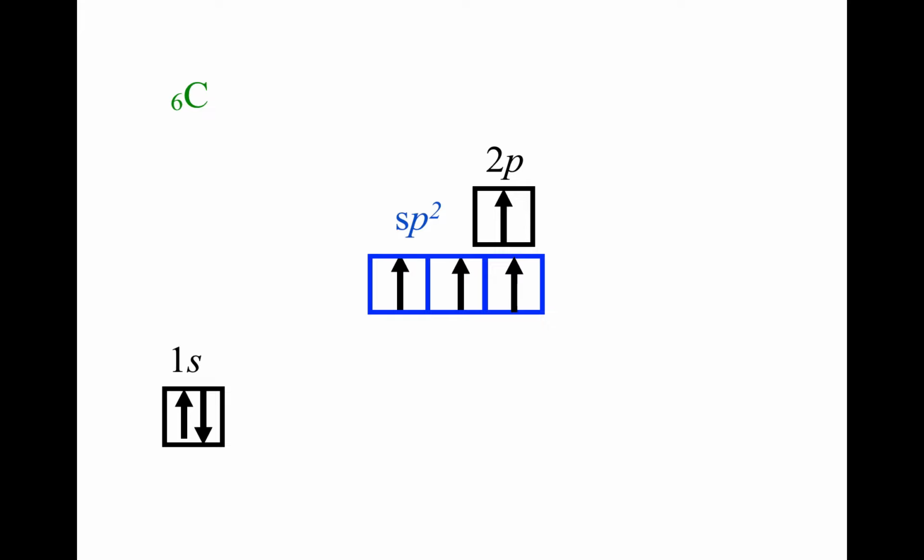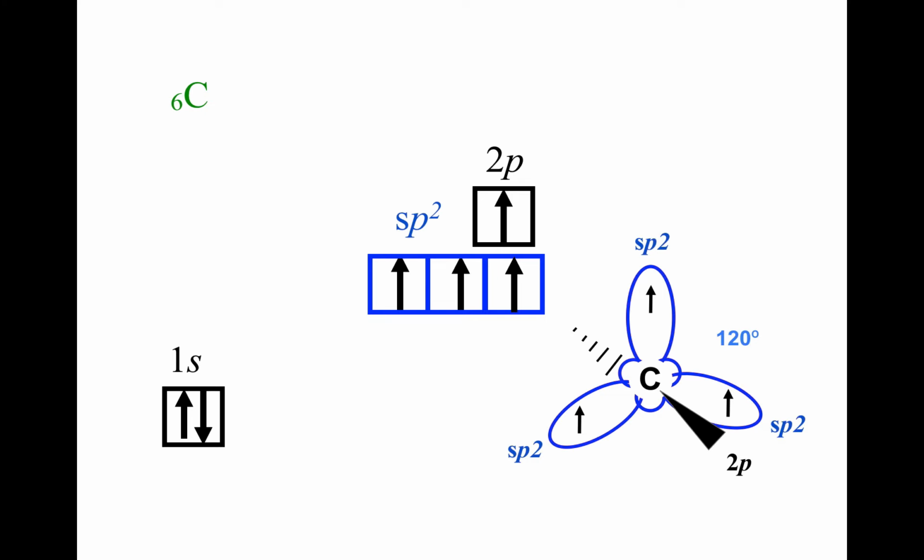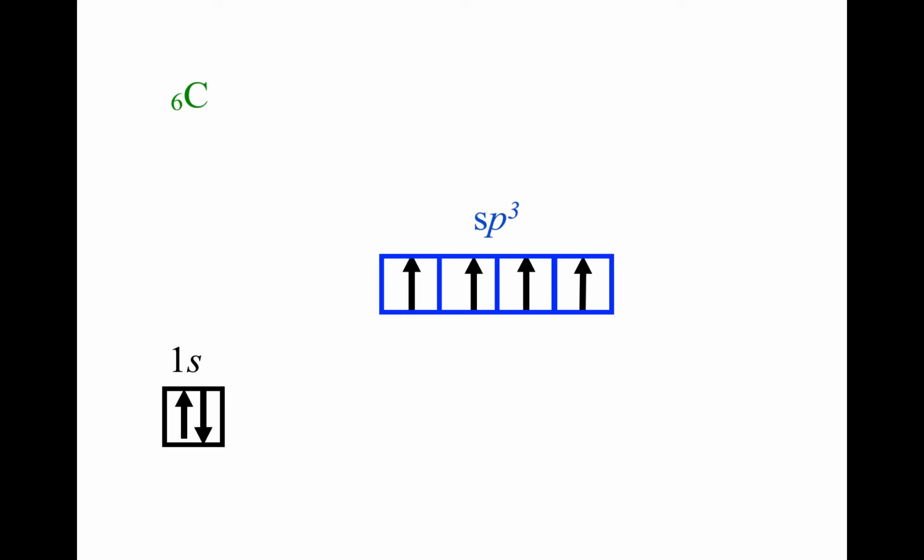The number of hybrids you get is based on how many atomic orbitals you're mixing. So if I mix an s with 2 p's, I get 3 hybrids, with 120 degree bond angles between the hybrids. This would be for planar trigonal geometry. And if I mix all 3 of the p's, all the p's are gone. All 3 p's have been mixed with the s. I get 4 equivalent hybrids.